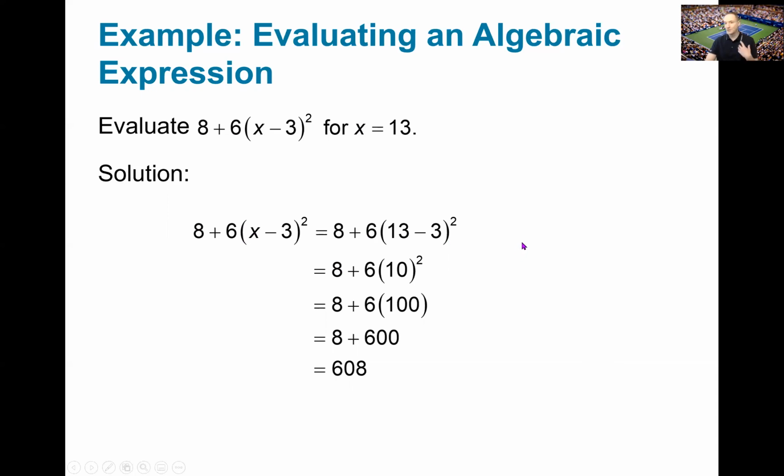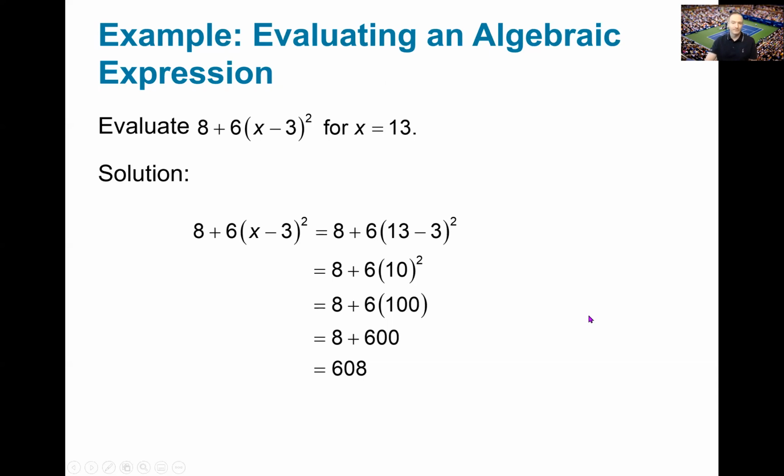Order of operations, I always just remember the word PEMDAS: parentheses, exponents, multiplication and division in order from left to right, and then addition and subtraction in order from left to right. So in this case, I say 13 minus 3 is 10. Then we'll have to square that 10 to get 100. Then we know multiplication comes before addition, so we'll have 600 plus 8. Our final answer after we evaluate is 608.